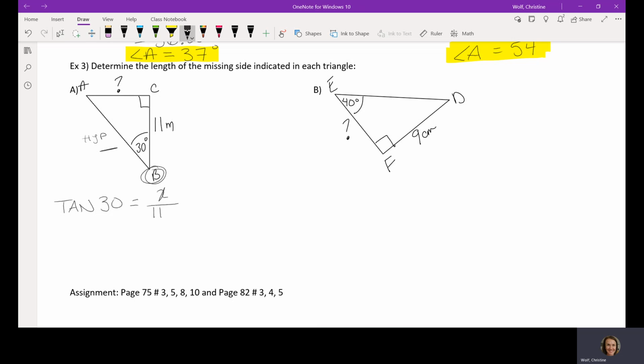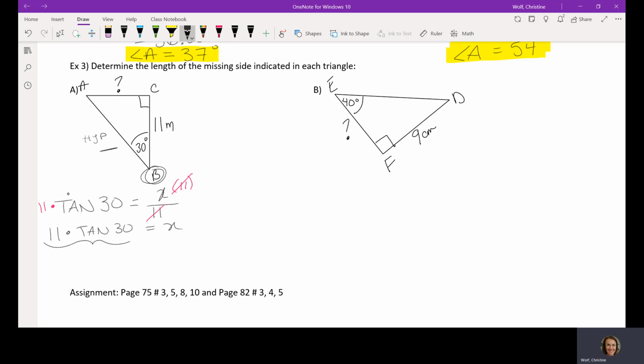So there's my setup. Now your goal here is to solve for X. You're trying to figure out what X is. So I want to get rid of that 11. By multiplying by 11 here, those would cancel out. But what I do to one side, I have to also do to the other side. So I'm going to multiply the left side by 11 as well. Now what this looks like is 11 times the tan of 30 will equal X.